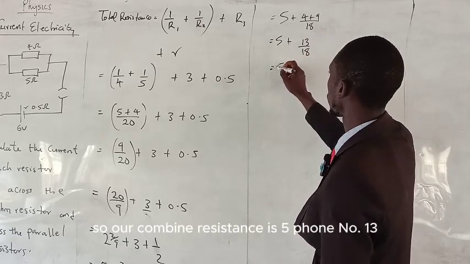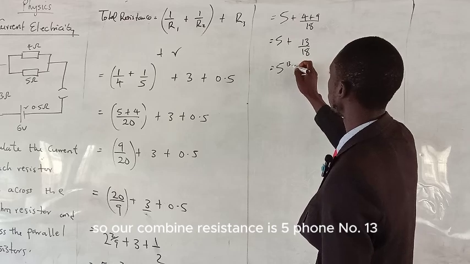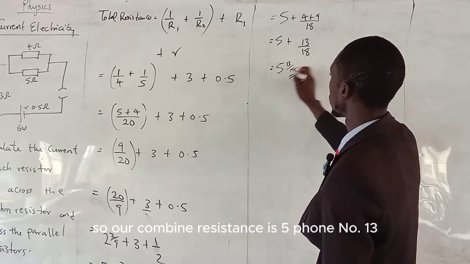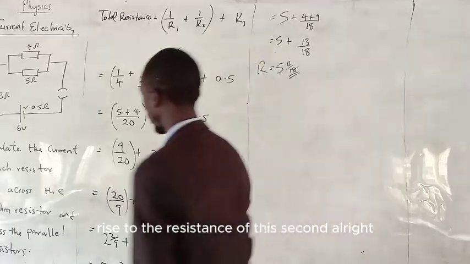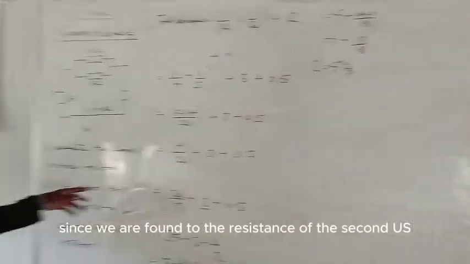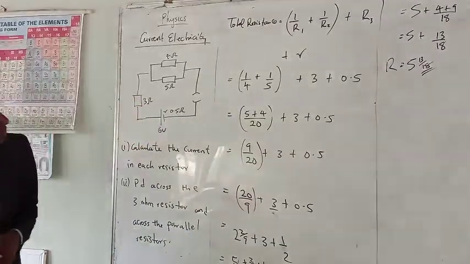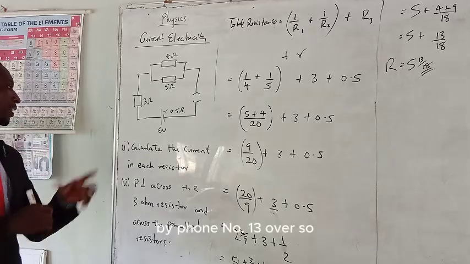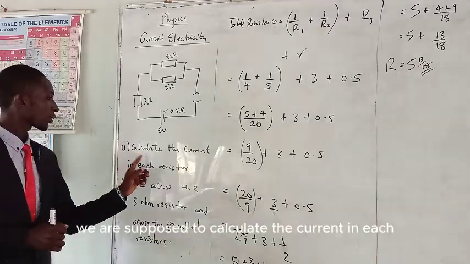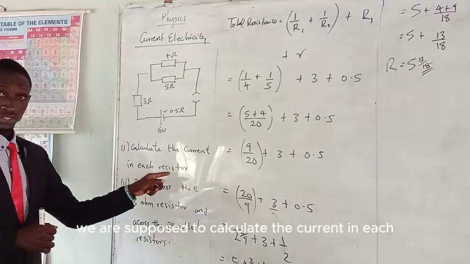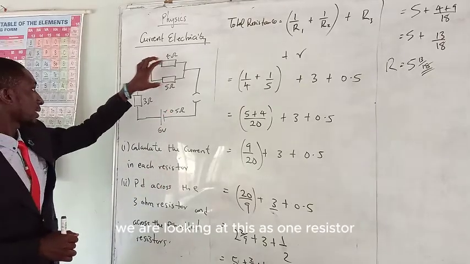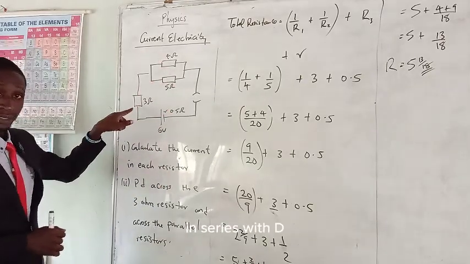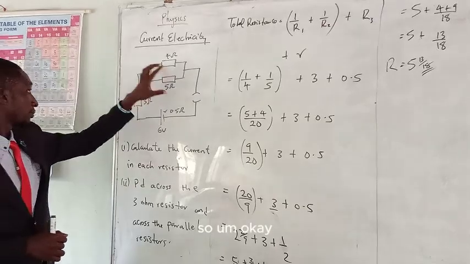So our combined resistance is 5 whole number 13 over 18. So that is the total resistance of this circuit. All right. Since we have found the total resistance of the circuit as 5 whole number 13 over 18, we are supposed to calculate the current in each resistor. So we are looking at the total resistance as one resistor in series with this. So we are calculating.